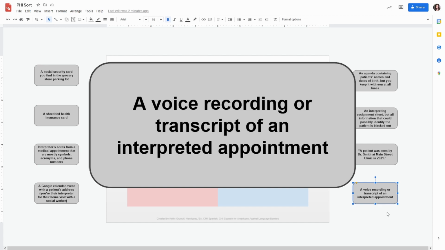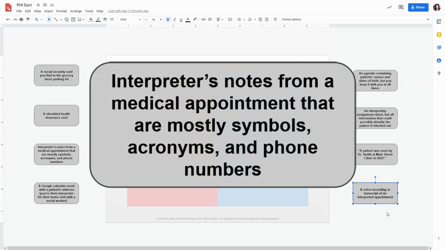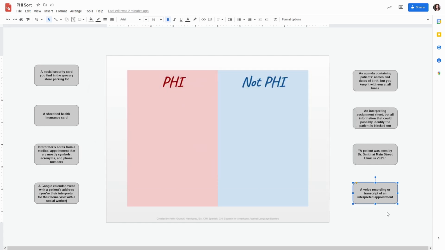And the fact that we have on here a voice recording, and you could make the argument like, oh, it's just the interpreter interpreting being recorded. Even then, it's just like those interpreter's notes from a medical appointment. Even if you think they're mostly symbols, mostly acronyms, it's better to err on the side of caution and say, listen, there could be some PHI identifiers in here. It's, again, that probabilities game, more likely than not.